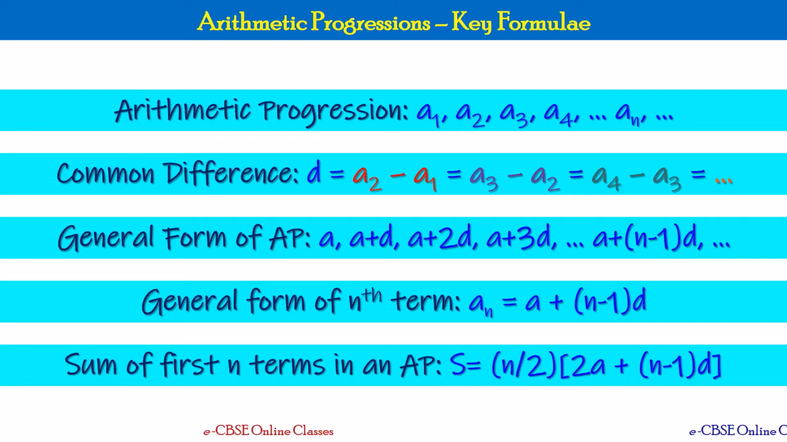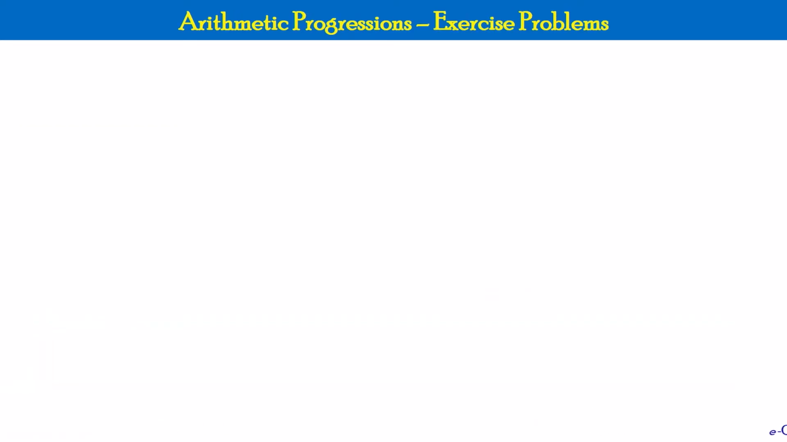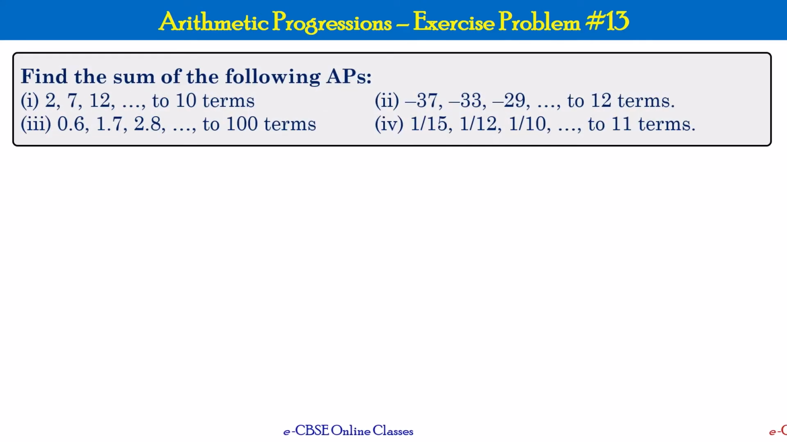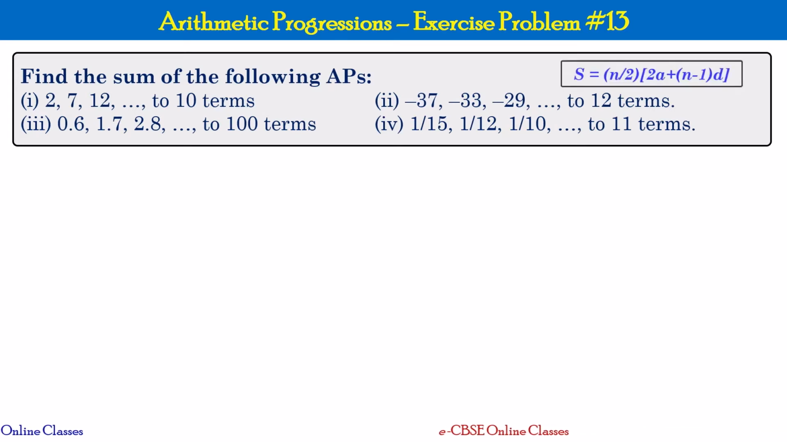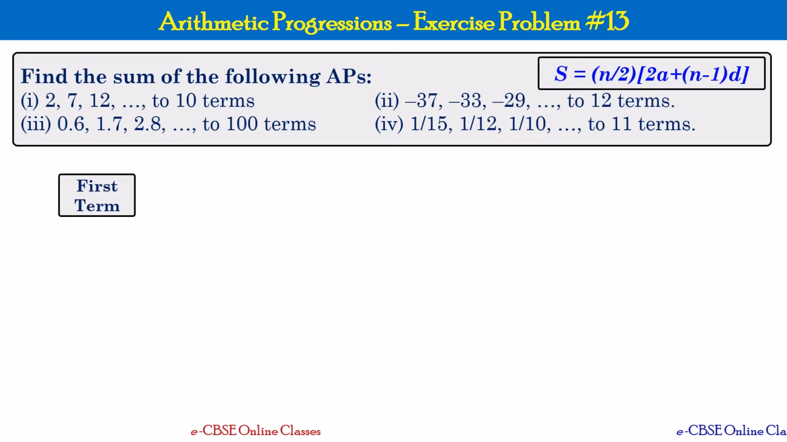In this video, we are going to solve problems related to the sum of the first n terms. Let's go to the first exercise problem here. The problem reads, find the sum of the following arithmetic progressions. There are 4 arithmetic progressions given here. The formula to be used is S is equal to n by 2 times 2a plus n minus 1 into d. Let's build the solution step by step.